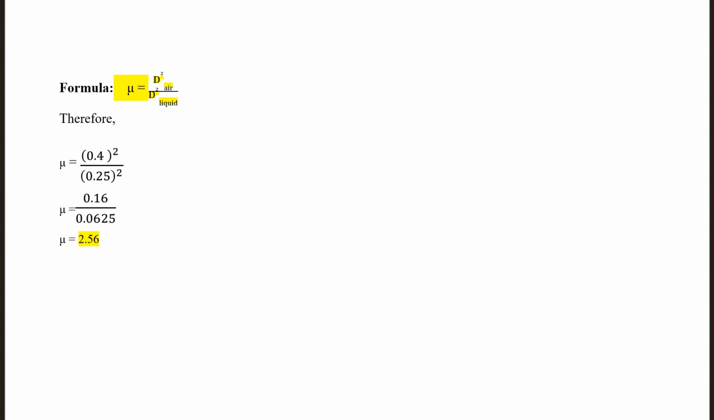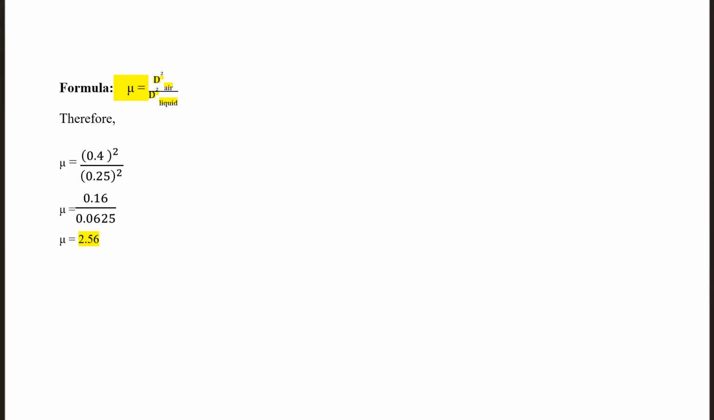For mu, we modify the formula as mu is equal to D squared in air medium divided by D squared in the liquid medium. In our case that will be 0.4 squared divided by 0.25 squared. By doing the calculation you will get the value for the refractive index as 2.56.